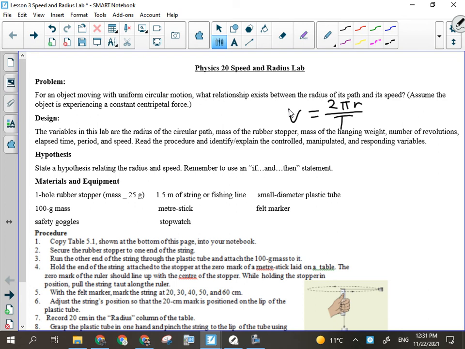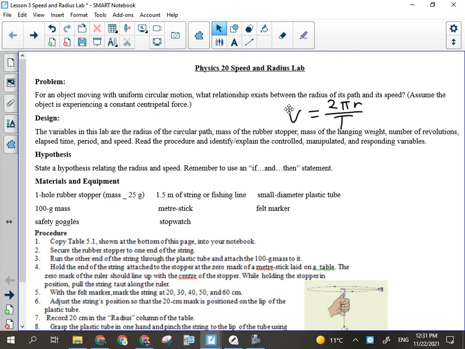All right. So the variables in this lab, guys, are listed here. You have to decide which one's the manipulated variable, which one's the responding variable, and what the controlled variables are. The way the lab works is this, so it can help you decide which one's which. We're going to have these tubes with the strings and the rubber stopper attached. On the other end of the string is a loop that you will hang a mass from, and that mass will not be changed throughout the lab. It will stay the same.